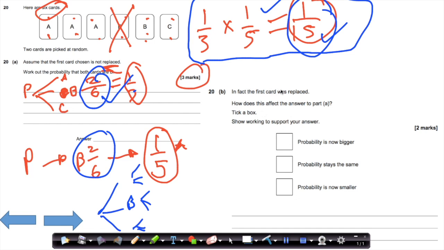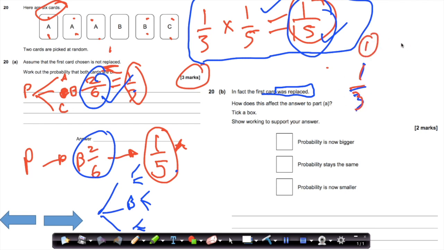the first card was replaced. So someone's cheating here. The first card was replaced. How does this affect the answer to part A? Well, if it was replaced, then instead of getting rid of it on our second choice, our first choice will stay as when we selected B, there was a 1 in 3 chance. It was a 1 in 3 chance when we first selected B.